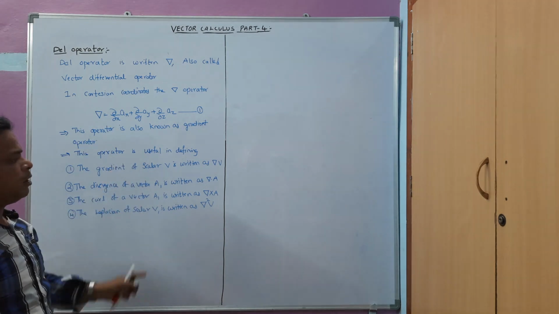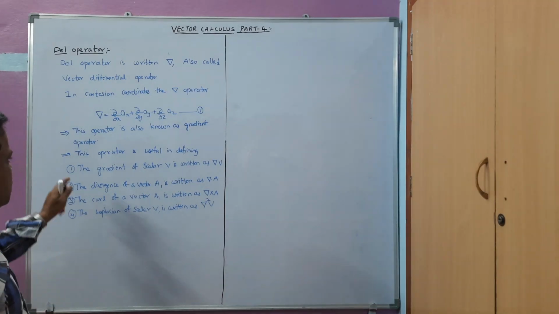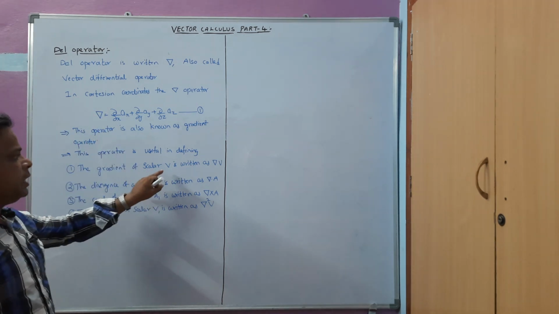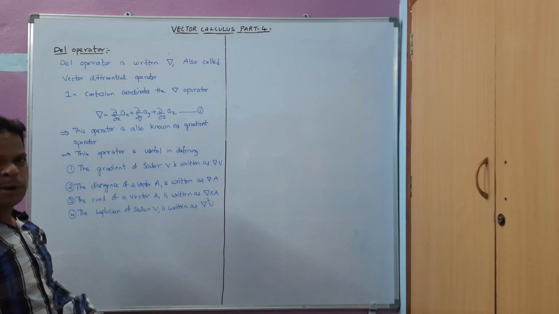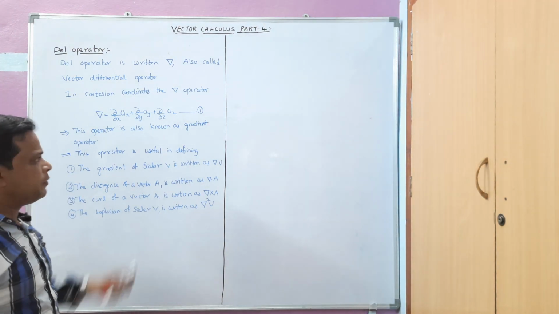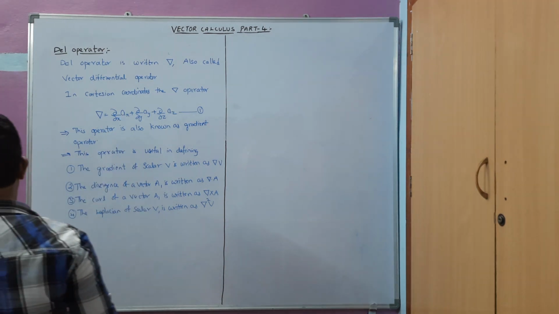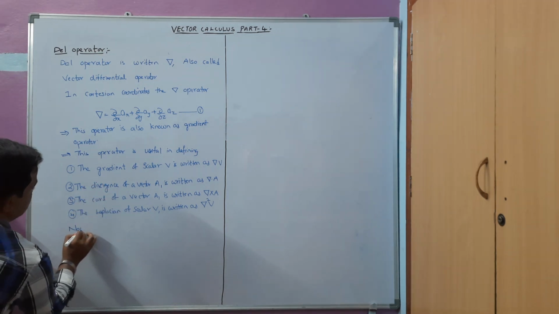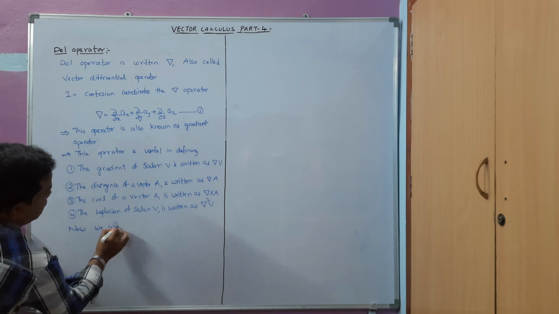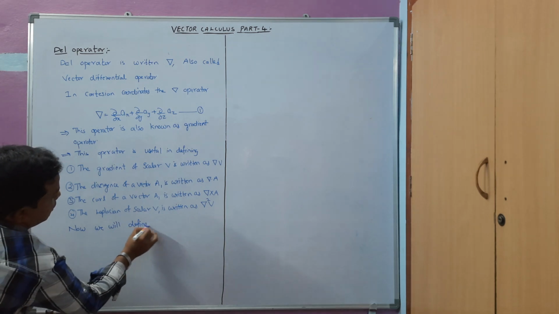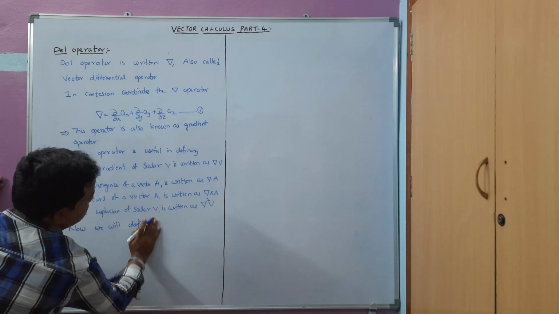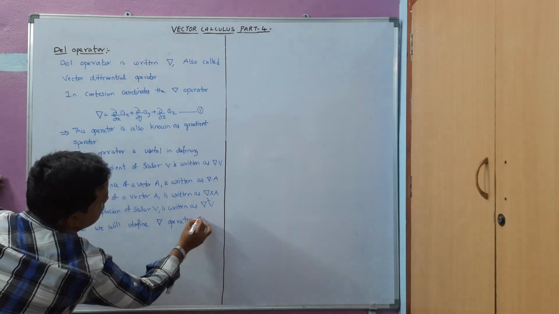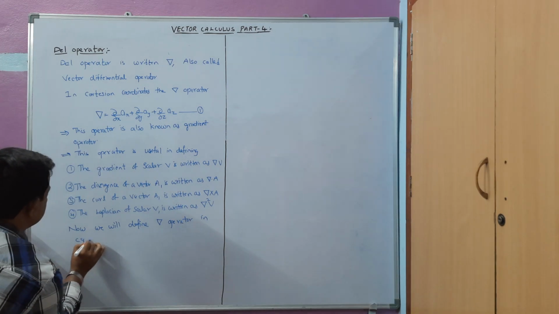So these are the four parameters for which we are going to use this operator in defining all these four terms here. After defining this del operator in three coordinate systems, we will take these one by one separately in the upcoming lecture videos. First we will take this del operator in the cylindrical coordinate. Now we will define the del operator in cylindrical coordinates.